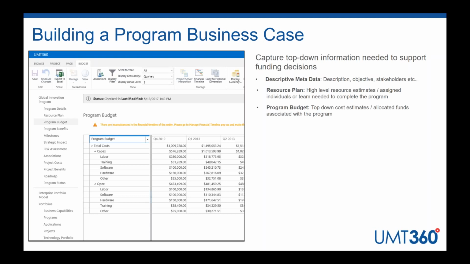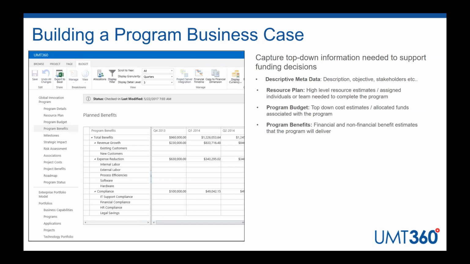We're going to look at managing programs both from a top-down funding perspective as well as automatically rolling up financial information from the supporting projects. So at a program, we are going to look to allocate funds and reallocate funds throughout the life of the program based on the business environment and the performance of that program. So being able to manage top-down program budget separated from the underlying projects is key.